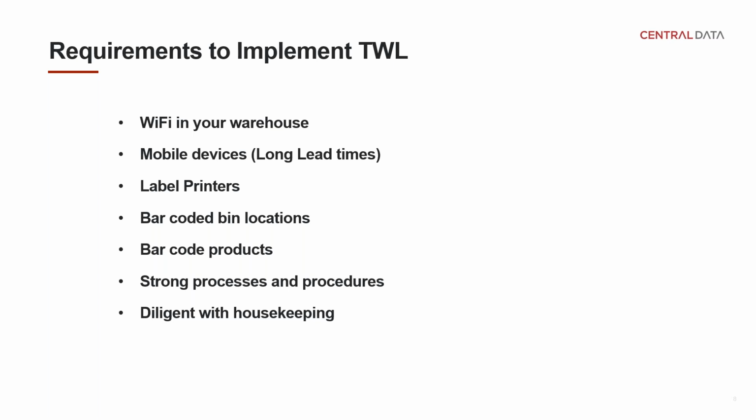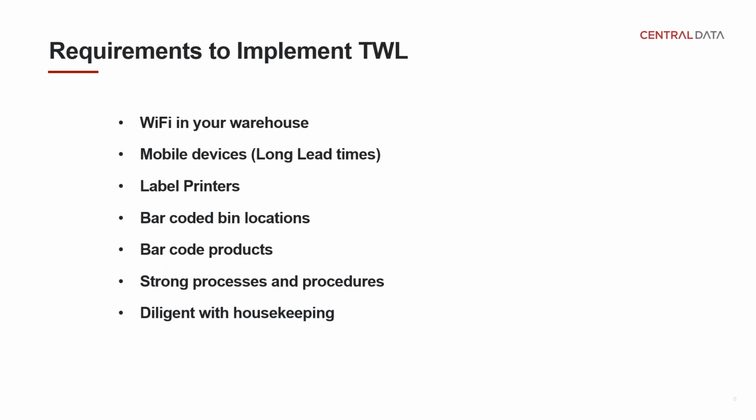You do need the mobile devices. A lot of people will use Zebra, the old Symbol products, Intermec, any of those devices will work. But just be aware that right now they're experiencing long lead times. I'm talking like 3 to 4 months for you to get those devices in. We can help you get them, or we can recommend some and you can go through your own sources to get those. But you will want some label printers.